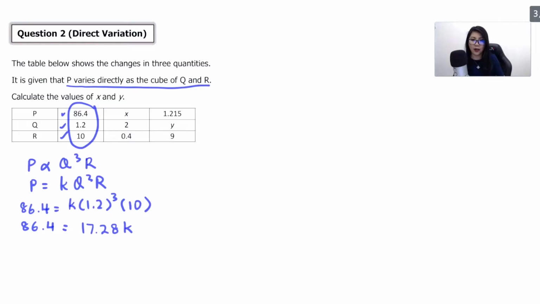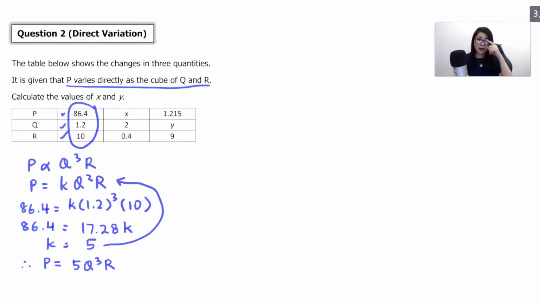After that, we find K. So K is 86.4 divided by 17.28. So we get 5, a whole number. After that, we're going to substitute this into step 2 to find our final equation. So therefore, P is equals to 5Q cubed R. After that, we're going to use this equation to find the values of X and Y.